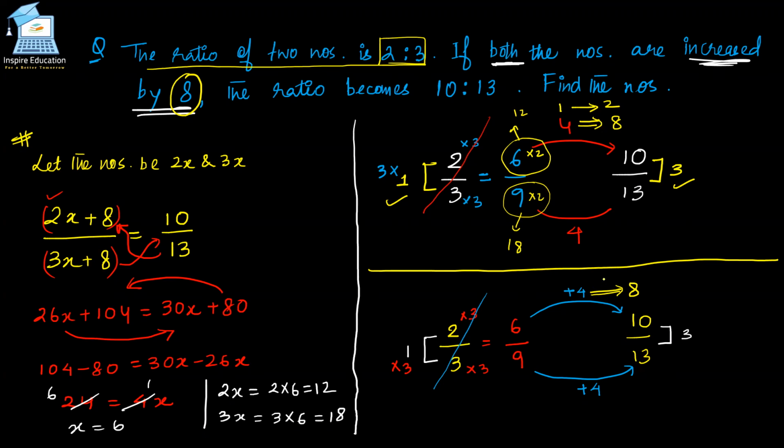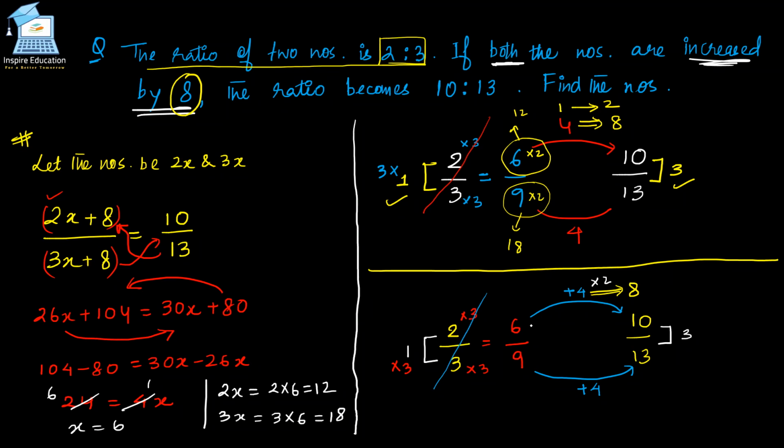So 4 is equivalent to 8 in what manner? Into 2. Simply, how will you create 8 from 4? How will you produce 8 from 4? Into 2. What does it mean? To convert a fake value into the original value, we need to multiply it by 2.